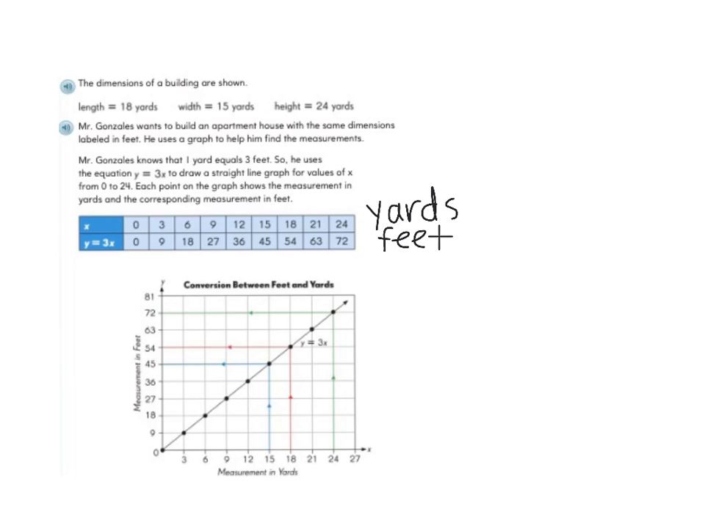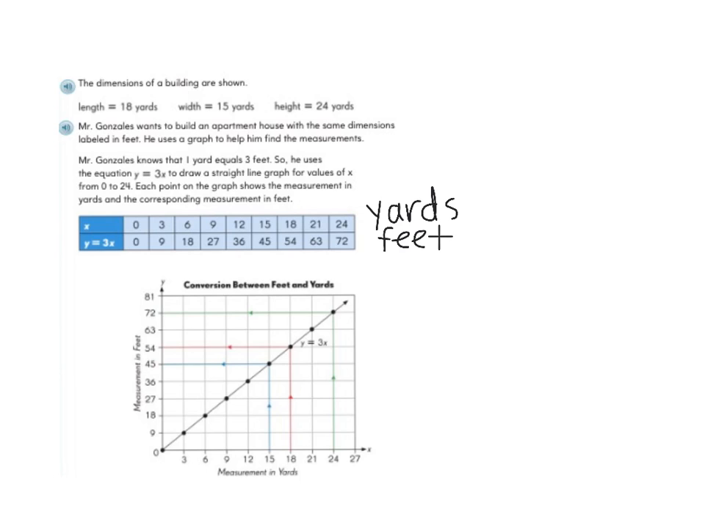We can then take our data table and turn it into ordered pairs that we can plot on a coordinate grid. So in the graph below, all of our points from our data table are plotted already, and they were connected with a straight line that follows the equation y equals 3x.